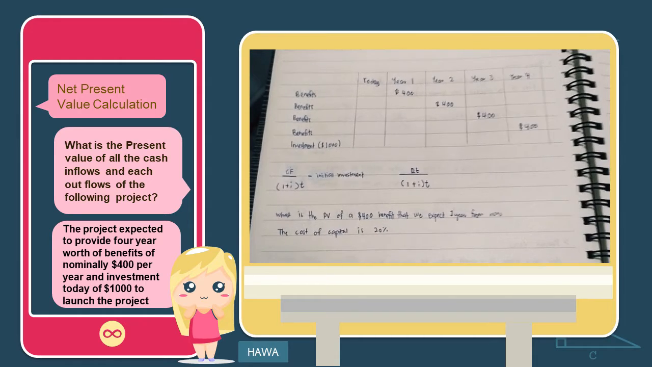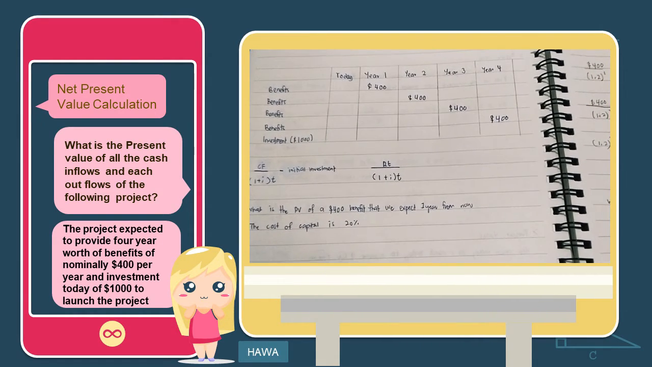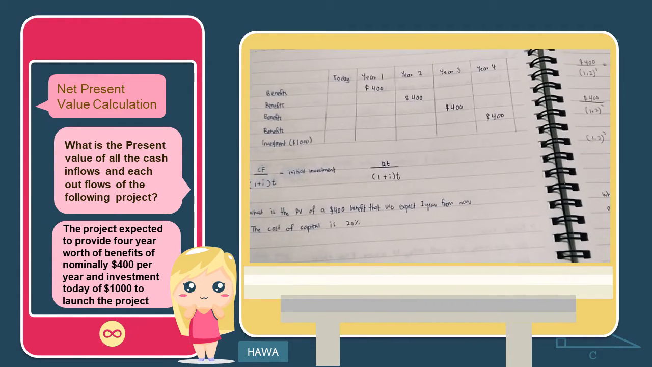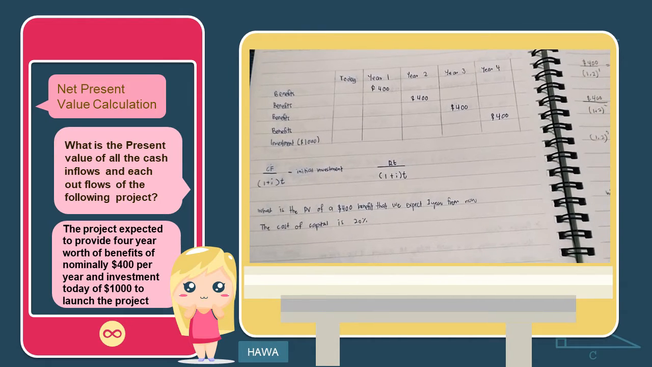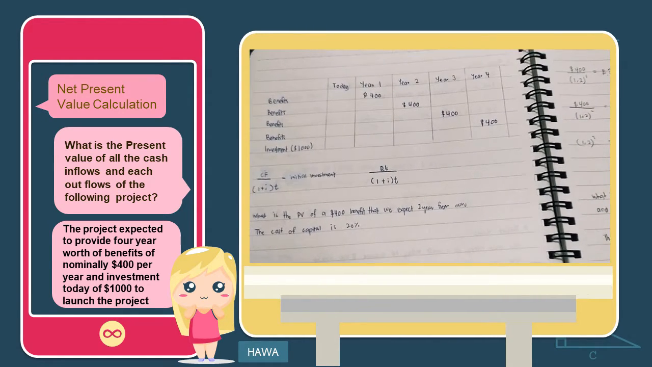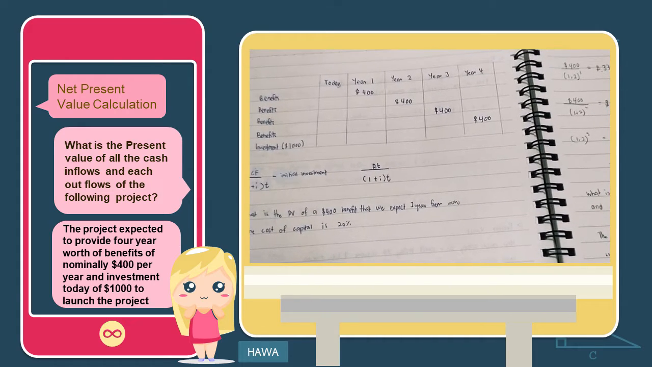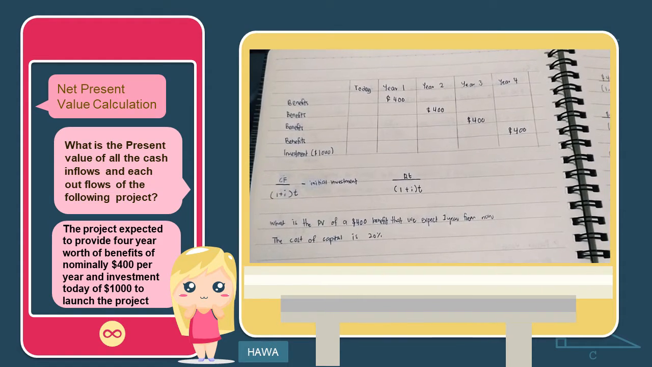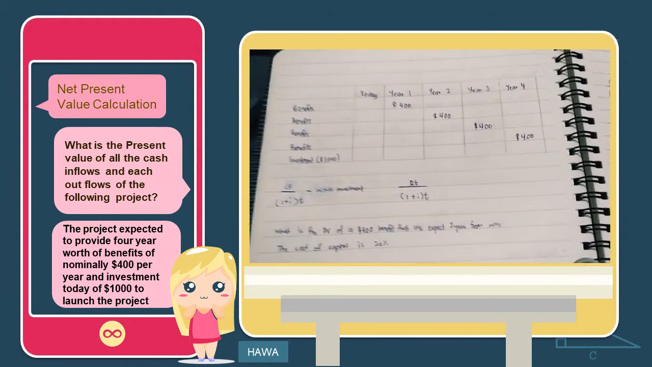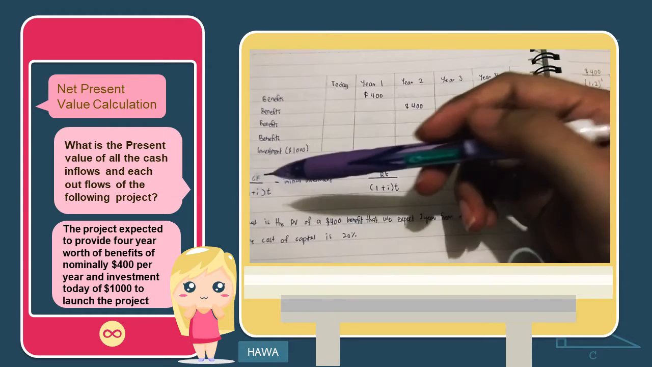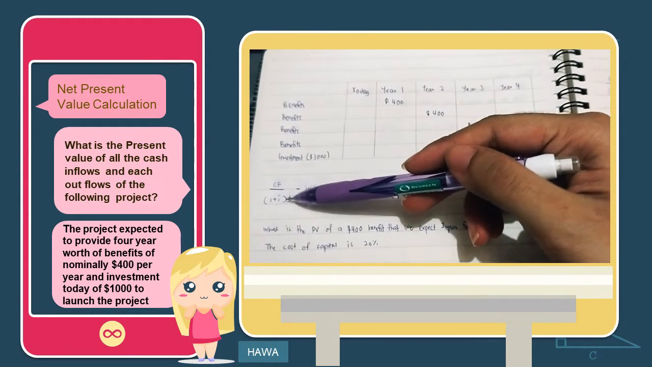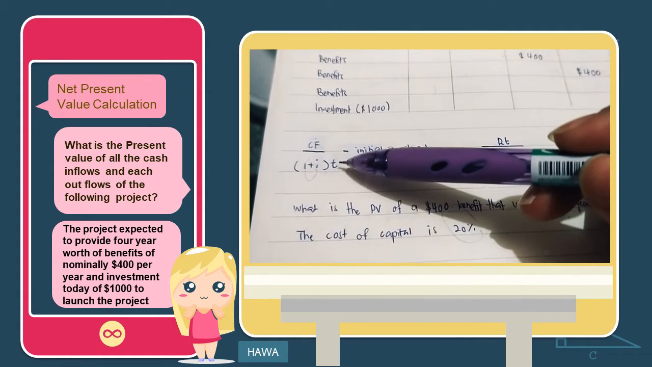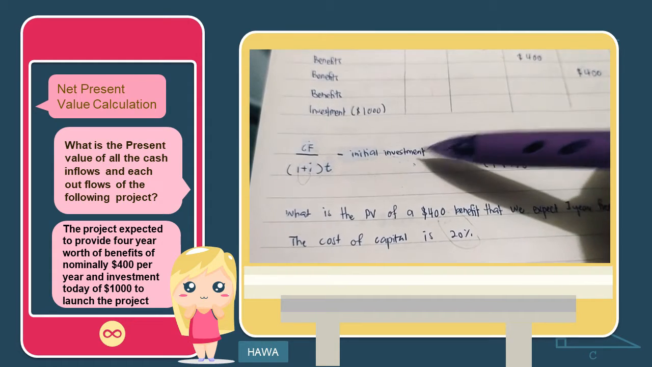Okay, next for net present value. What is the present value of all the cash inflows and cash outflows of the following project? The project is expected to provide 4 years' worth of benefits of nominally $400 per year and an investment today of $1,000 to launch the project. Okay, the formula for net present value is cash flow divided by 1 plus I, the rate, to the power of T, the time of the cash flow, and minus the initial investment.